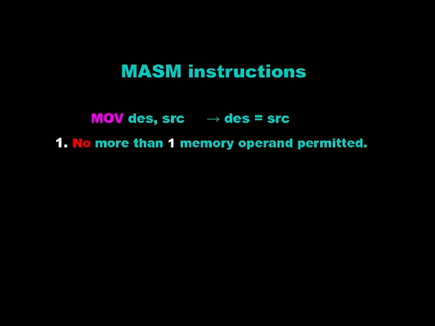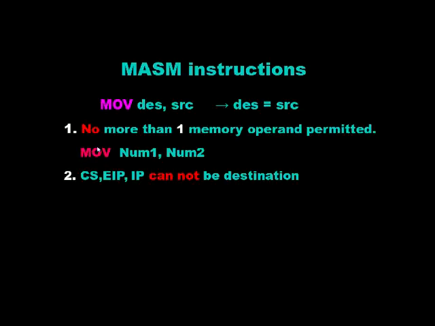No more than one memory operand permitted. So I can't have this as a memory operand and this as a memory operand. I can have, for example, this as a register and this as a memory operand, or memory operand, register. I can have this as a memory operand and this as a constant. But I can't have this as a constant. We're going to see a restriction on that. This is move num1, num2. This is not that.